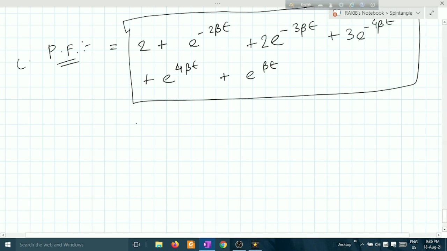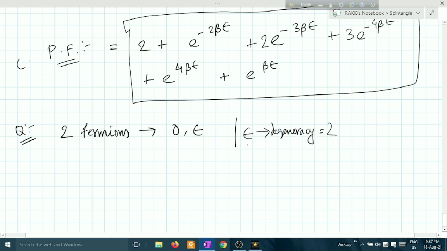Okay, now take a homework and give me the answer in the comment box or on WhatsApp or Telegram. I am giving a question. 2 fermions are distributed in energy levels 0 and E, in which the E energy level has degeneracy 2 and the 0 energy level has degeneracy 1, that is non-degenerate. Okay, so you have to calculate the partition function for this formula.